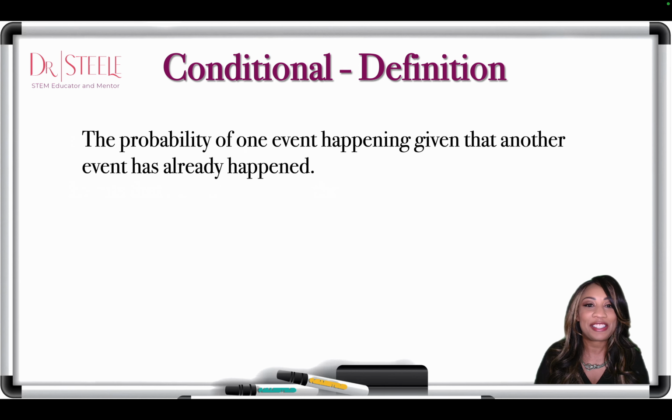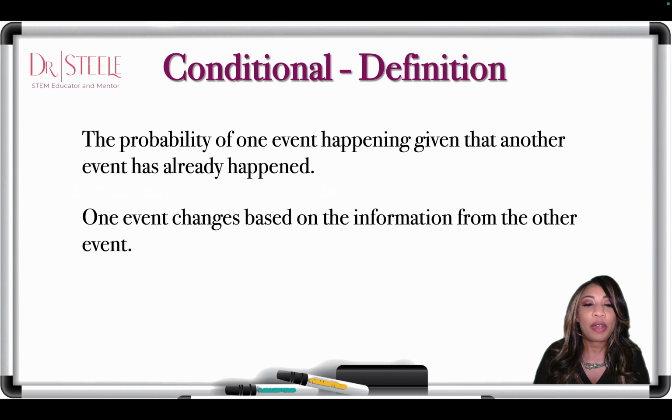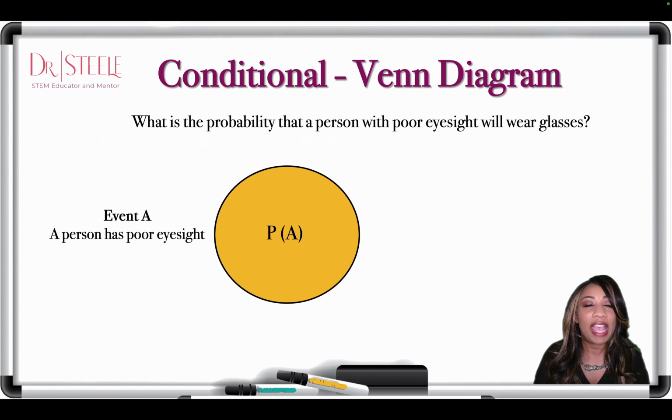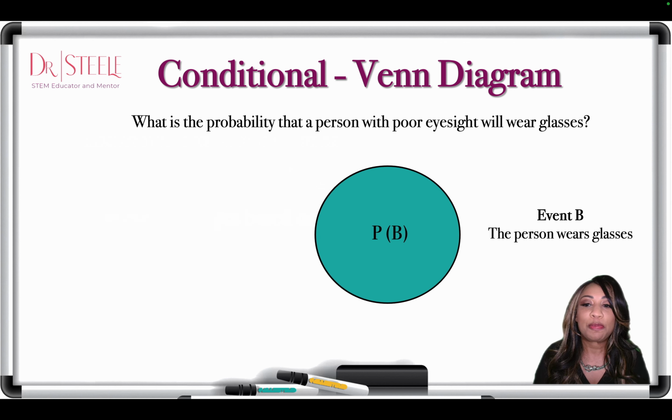Okay, let's do conditional. Conditional is the probability of one event happening given that another event has already happened. Or we can say one event changes based on the information from the other event. So let's look at our Venn diagram. We're answering the question, what is the probability that a person with poor eyesight will wear glasses? So event A is going to be a person has poor eyesight, and event B is a person wears glasses.